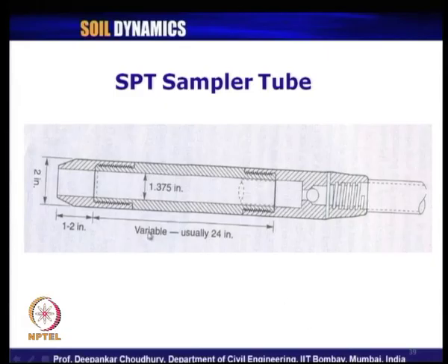So, this is a picture of the SPT sampler tube. You know, this is the outside diameter, the inside diameter, and this length is variable; this is the cutting shoe or edge. It is shown here horizontally, but it will be vertical, with the cutting shoe end at the bottom to penetrate the soil, and you are hammering on the top of it, and slowly it goes inside and collects the soil sample.